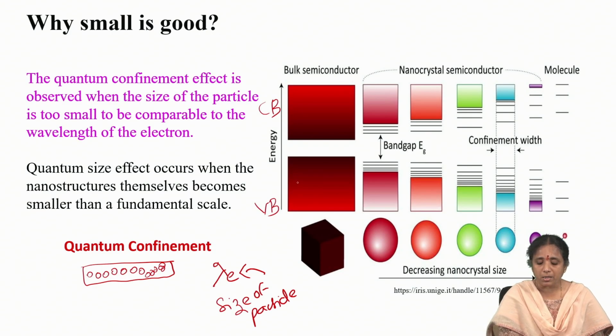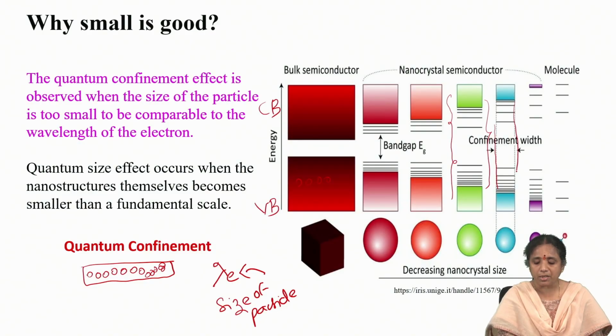But as the size of the particles decreases, the band starts getting squeezed, and the band becomes so narrow. It is confined to a very small area. As we decrease the particle size, and it goes to the violet color range of the particle, the band becomes so narrow and the band gap starts increasing.